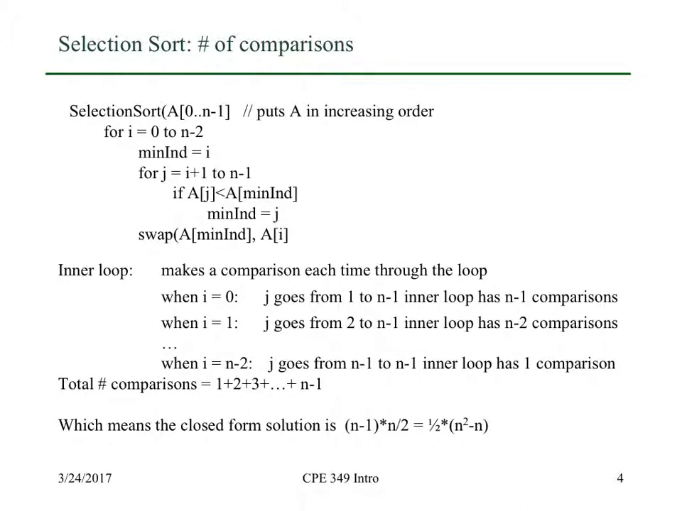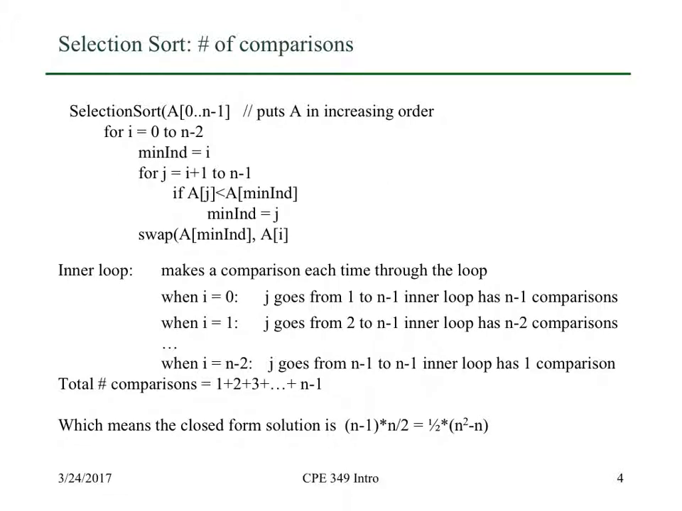So we just add all those up, and we get the summation from 1 to n minus 1, and that's an arithmetic progression, and the formula for that is n minus 1, the last entry, times one more, n, over 2. So what we get is 1/2 times (n squared minus n).